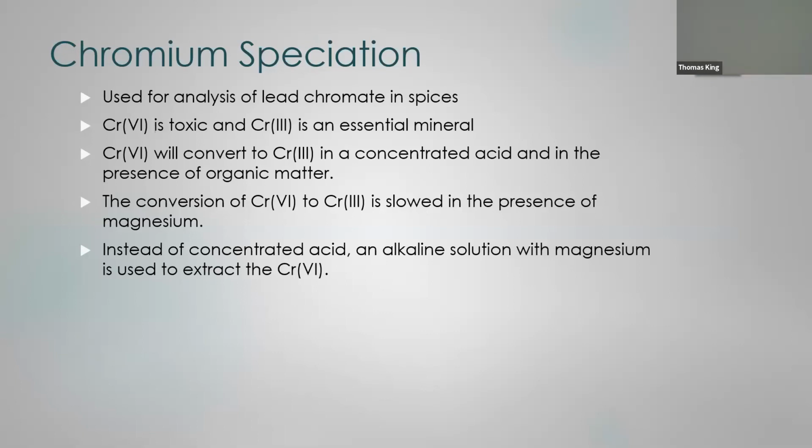Hexavalent chromium will convert to trivalent in a concentrated acid and in the presence of organic matter. The conversion of hexavalent to trivalent is slowed in the presence of magnesium. So for extracting it, instead of using concentrated acid, we use an alkaline solution with magnesium. And we shake the sample for 5 minutes at room temperature. So we avoid all heat, and instead of using an acid, we use an alkaline solution.